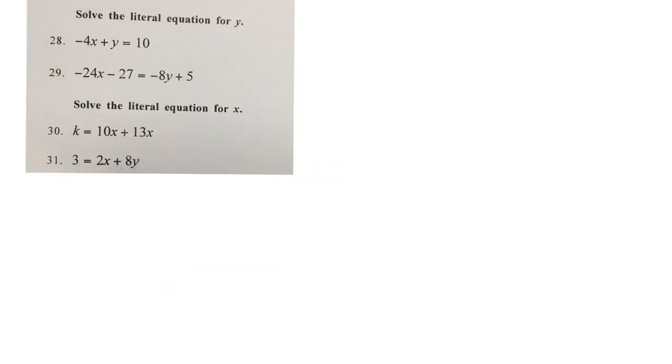And the last four, solving the literal equations for y or x. So the first equation, negative 4x plus y equals 10. I'm going to solve for y. So that means I want to move the 4x. So add 4x to both sides. So y equals 4x plus 10. I like to put my variable first because that gets us in the mode for when we get to graphing in slope-intercept form.